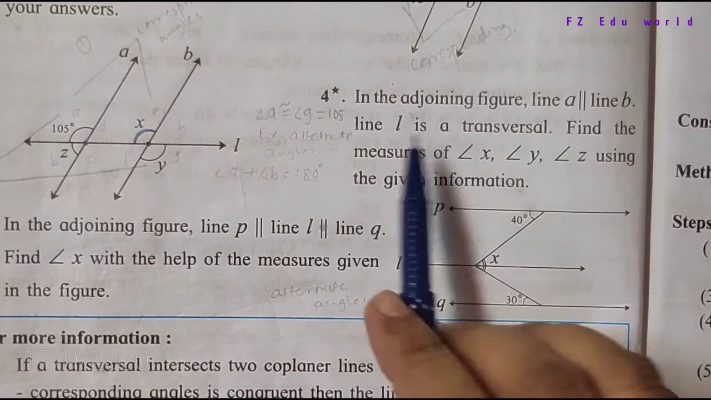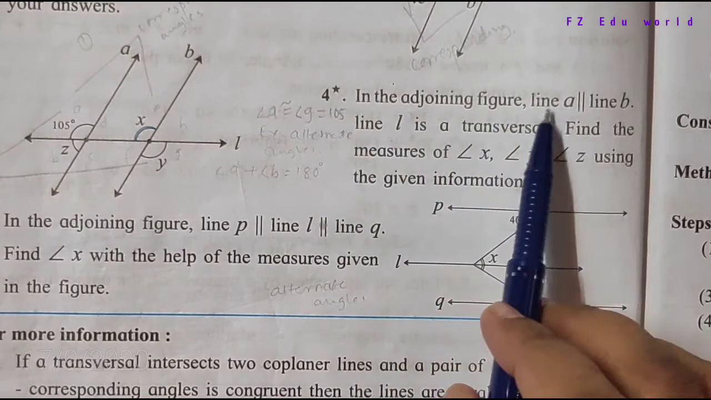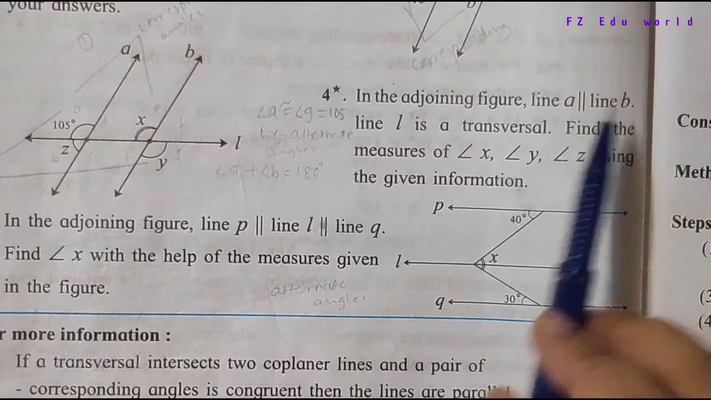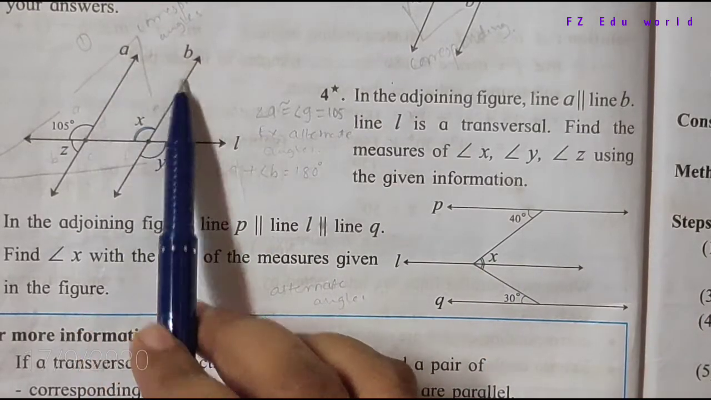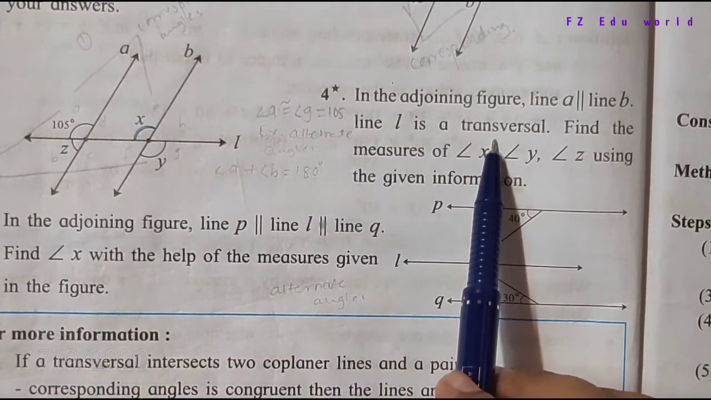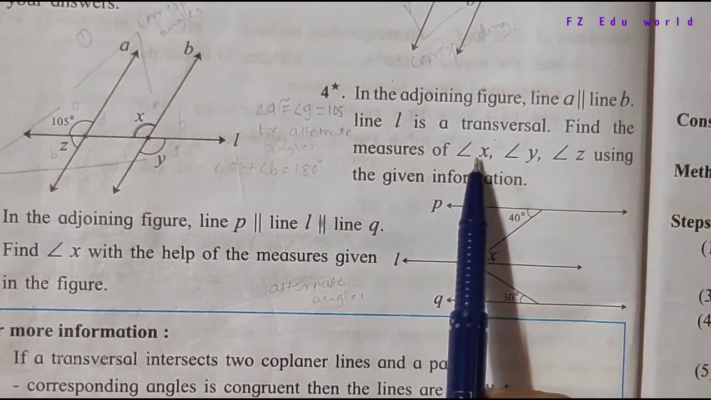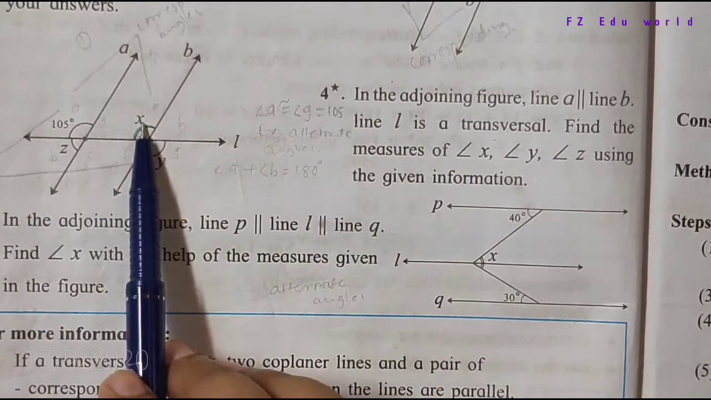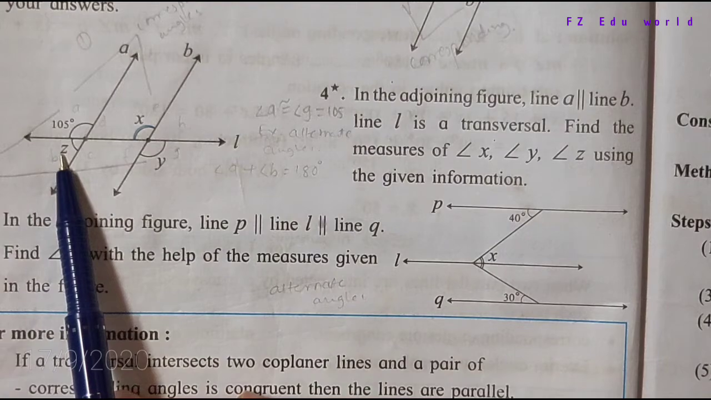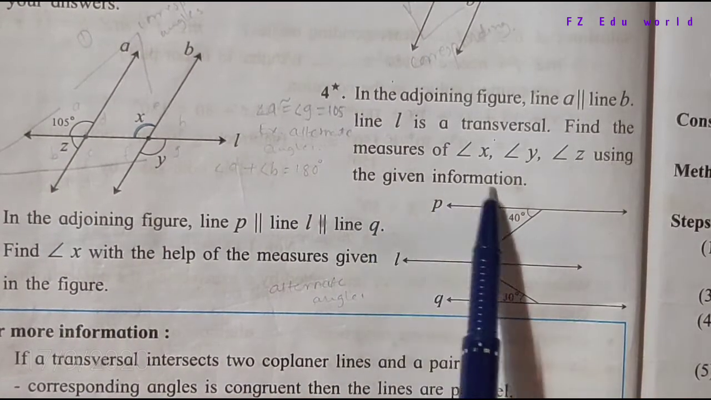Our next question is, in the adjoining figure, line A is parallel to line B. A and B are parallel. Line L is their transversal. Find the measures of X, Y and Z using the given information.